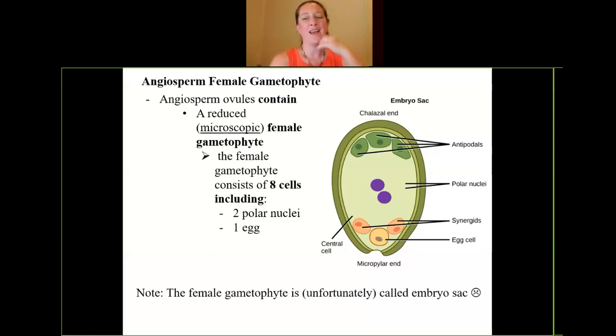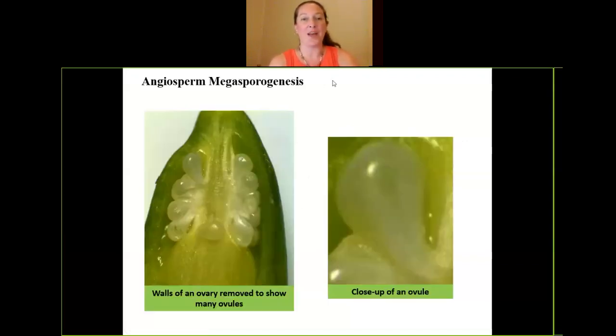Oh yeah. And unfortunately, a female gametophyte plant is now called an embryo sac, which I don't particularly care for, but you might see it on a diagram somewhere. So it's like pollen sac, I can get. Yeah, never mind. So, okay.